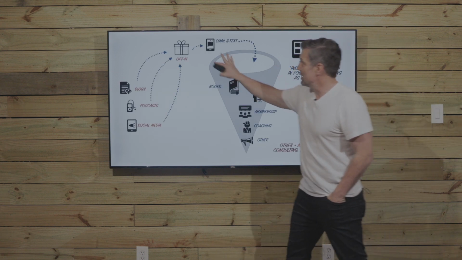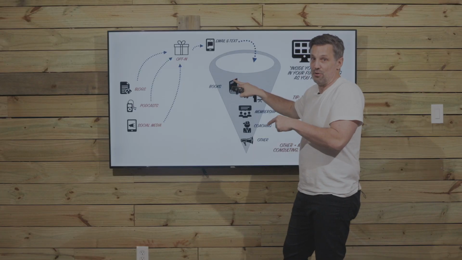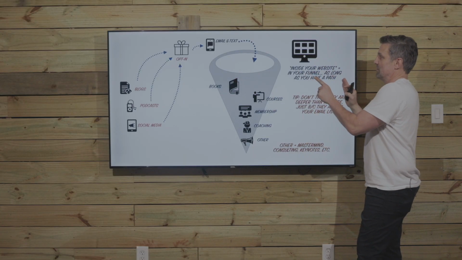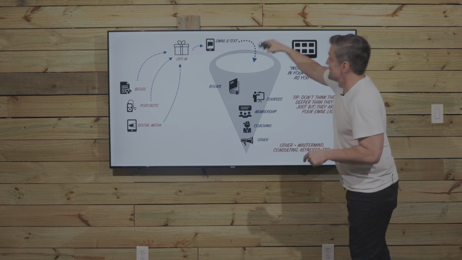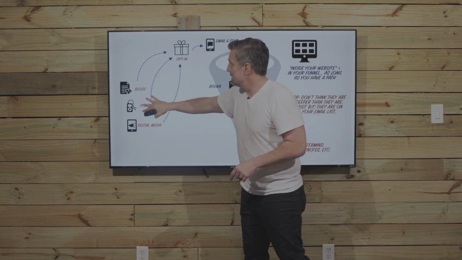So let's look at it. So here it is. Remember, here's the funnel. Inside the funnel, we have low ticket items at the top, higher ticket items at the bottom. Remember, at the top, with low ticket items, more people can access that, but they have less access to you. At the bottom of the funnel, there's fewer people. It's higher ticket. They have more access to you. And remember this, over here, the blog is not inside your funnel. The website is not your funnel. The funnel is inside your website, but the blog is not inside the funnel. It's a way to lead people to it.